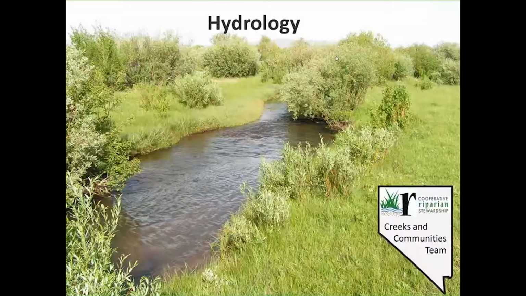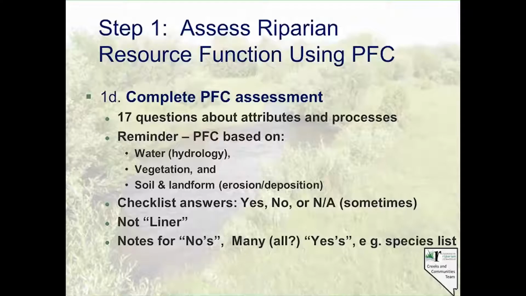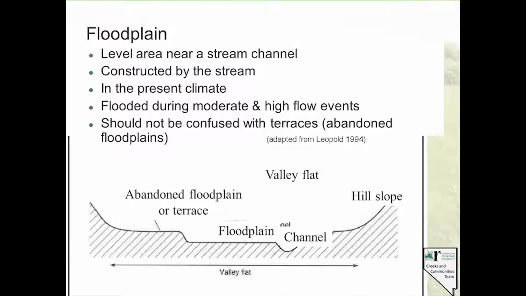Okay. So again, step one here is to assess the function using the PFC protocol. So we complete the field assessment with the 17 questions, the 3 legs of the stool there, answer yes, no, or NA, no liners, and we want to put notes for everything, because when you move on to a different office and the next team comes in and says, well, what the heck were they looking at, just a simple yes or no or unchecked box or a liner isn't going to give them real good information to figure out what was going on when you saw it and what changes may have occurred between that time and now.